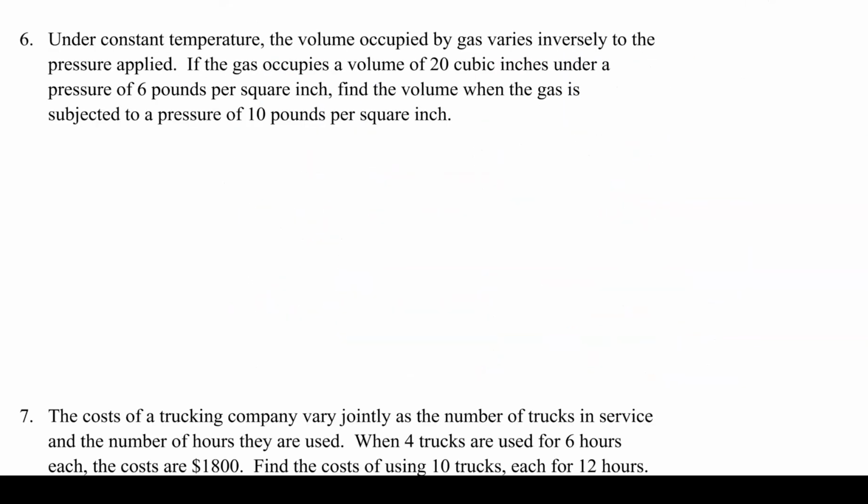Good job. Number 6: under constant temperature, the volume occupied by a gas varies inversely to the pressure applied. If the gas occupies a volume of 20 cubic inches under a pressure of 6 pounds per square inch, find the volume when the gas is subjected to a pressure of 10 pounds per square inch.